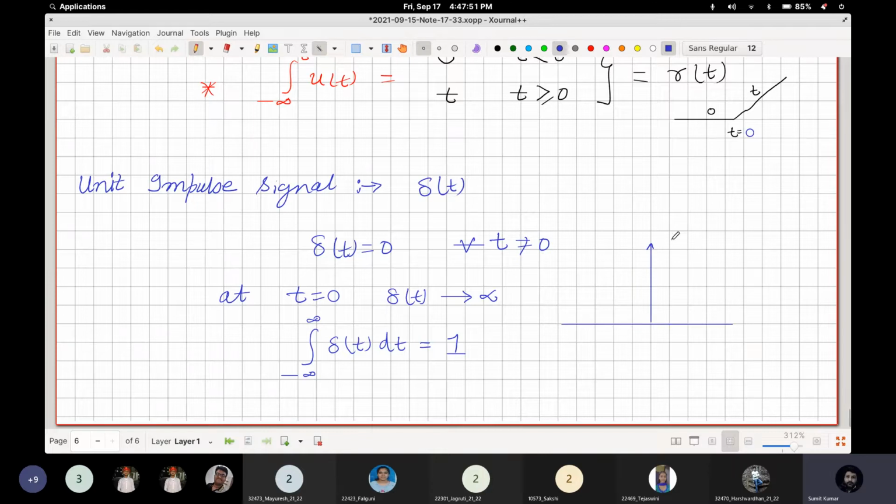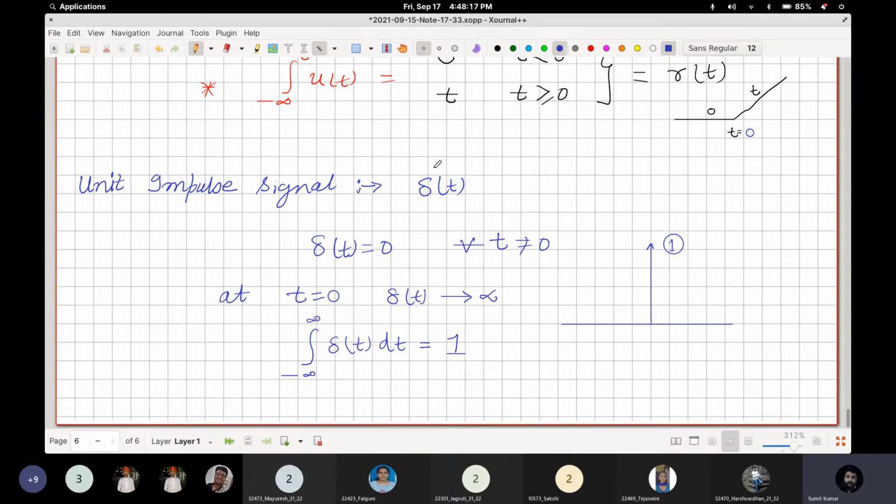Okay, and its strength, which is basically what you can say area, is generally given as this. So its area is 1, so I'm just writing 1 here. If its area is 2, let's say it is 2 delta t. Then 2 delta t is also 0 everywhere, and its area under the curve is equal to 2. So I would have written there 2. Okay. So this is how we generally denote delta t.